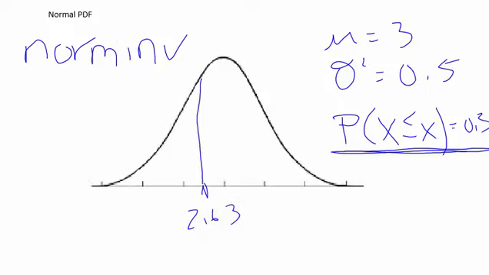Our probability is represented by this area under the curve, where x is less than or equal to 2.63. So let's do another example. I'm going to show you 4 different examples, and each example shows a different probability interval and how you ultimately have to solve for it.